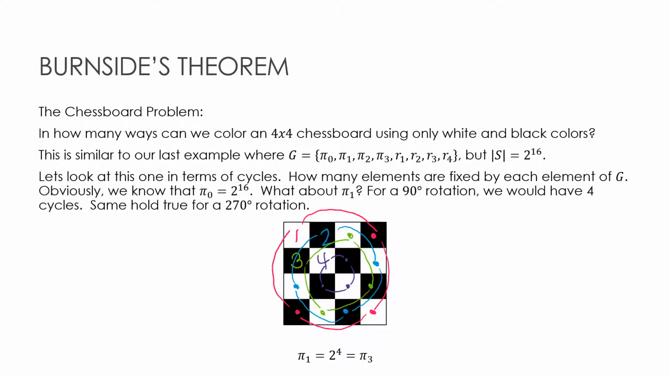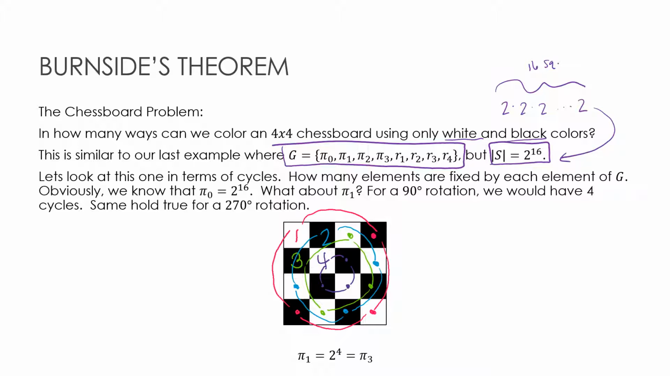Let's take a look now at the chessboard problem, which will be similar. Now it's still a square, so we still have G exactly the same. But S, which remember was the sample size, is now 2 to the 16th. So where did I come up with that? Well, there are 16 squares, and each square can have 2 colors. Again, we're just focusing on black and white. So 2 colors times 2, etc., 16 times for our 16 squares. So that's where we get 2 to the 16th.